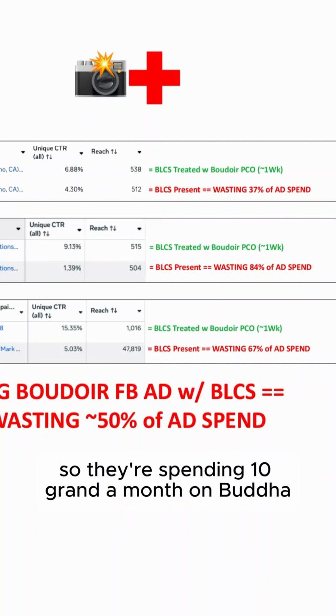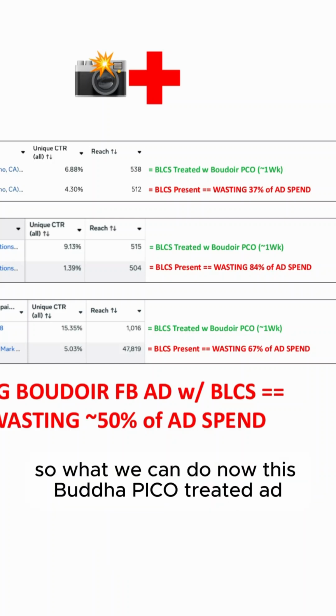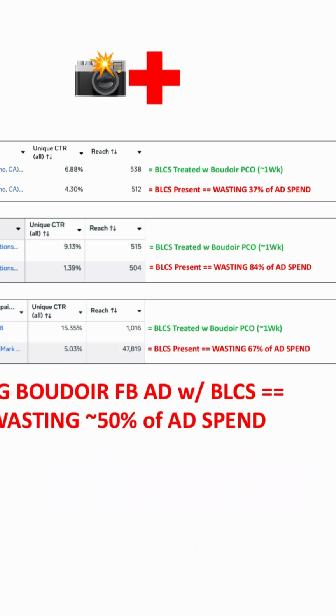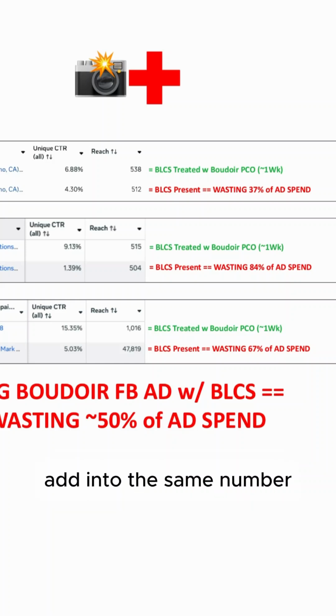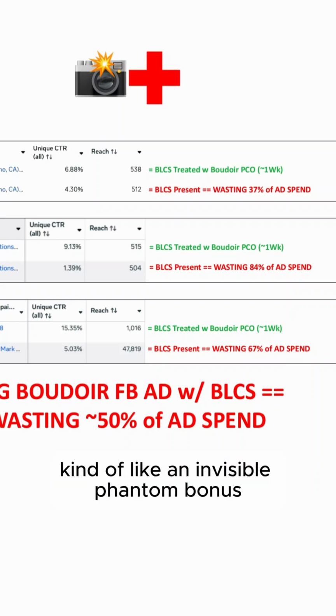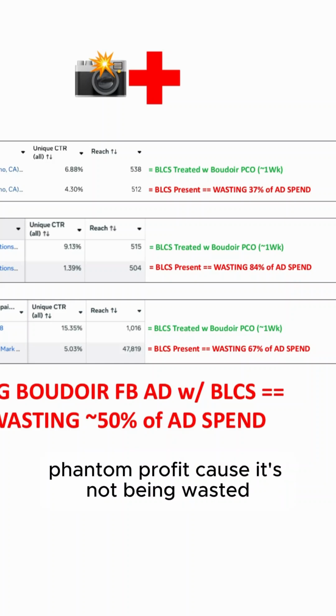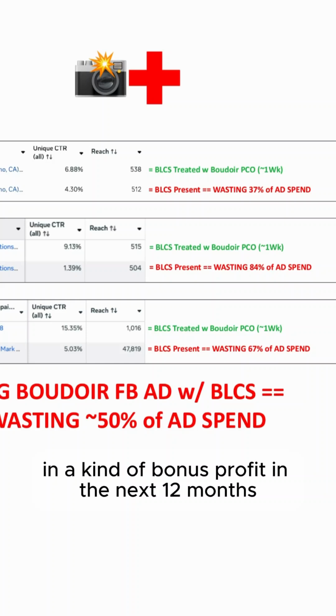So if they're spending 10 grand a month on Boudoir Facebook ads, literally $8,400 a month is being wasted, thrown out the window. So what we can do with this Boudoir Pico treated ad is eliminate that wasted ad spend, only spend the difference, $1,600 a month on the Boudoir Pico treated ad, and we'll get our ad into the same number of women's brains as the original at 10 grand a month spend. So massive gains there, and the business owner pockets that $8,400 as an invisible phantom bonus, phantom profit, because it's not being wasted. It's literally something like 100 grand in bonus profit in the next 12 months.